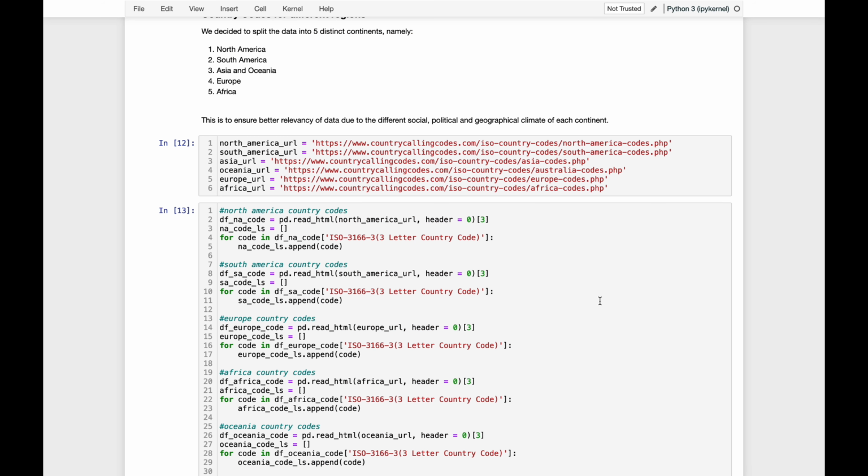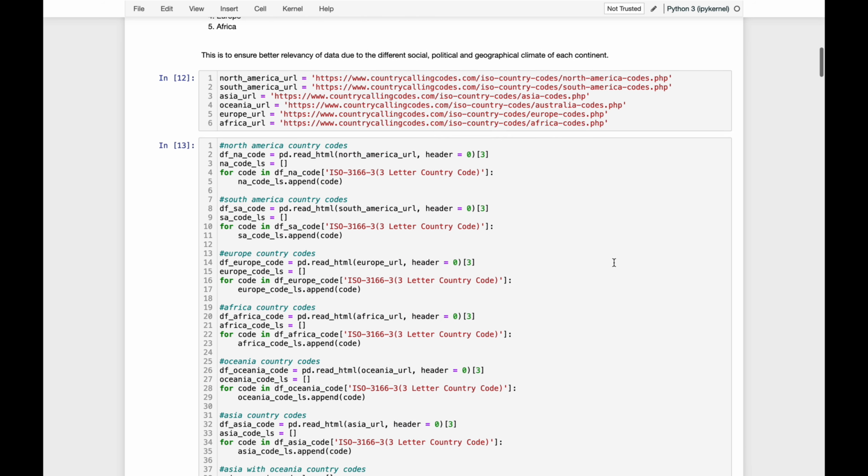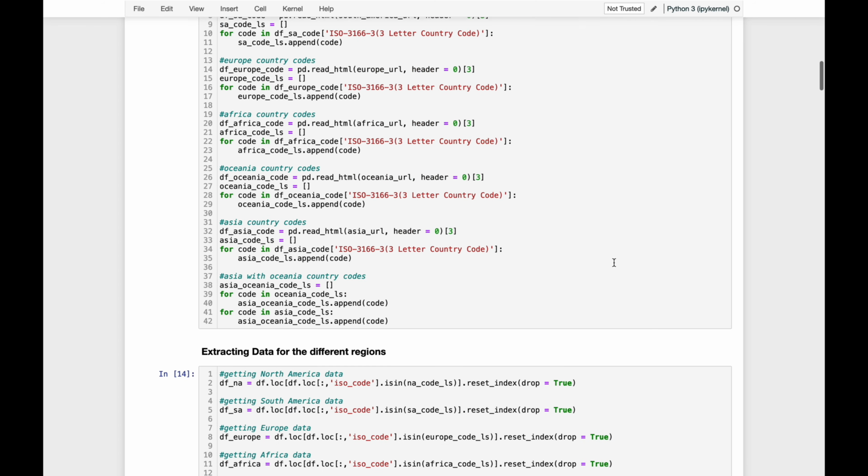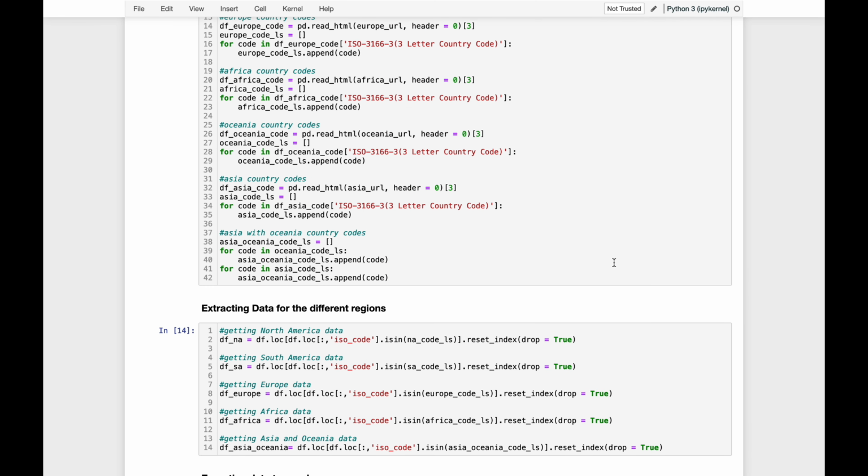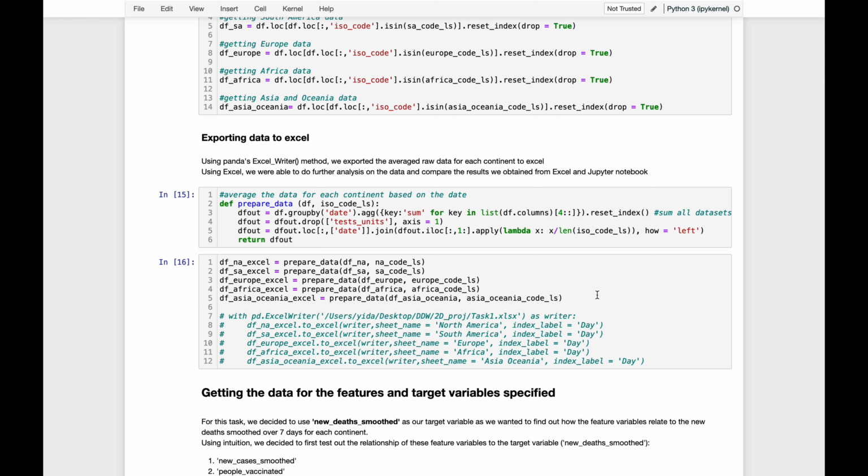So what I did is that I actually went to the website, then after that scraped out the relevant ISO codes. So from there we are able to split the data into the 5 different continents. Next, I also needed to export the data to Excel. So to prepare the exportation of data, we needed to average the data for each continent based on the dates.